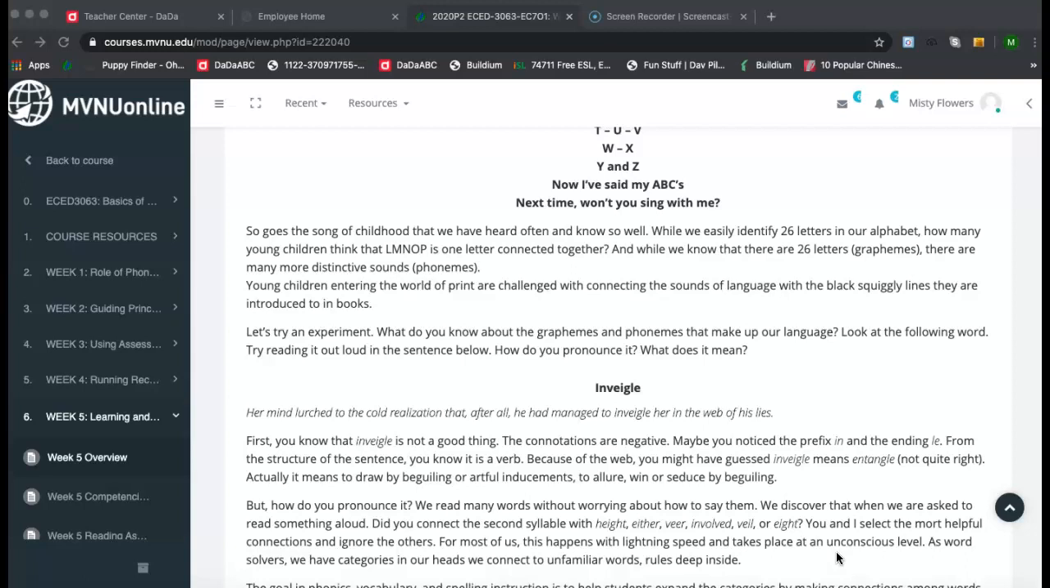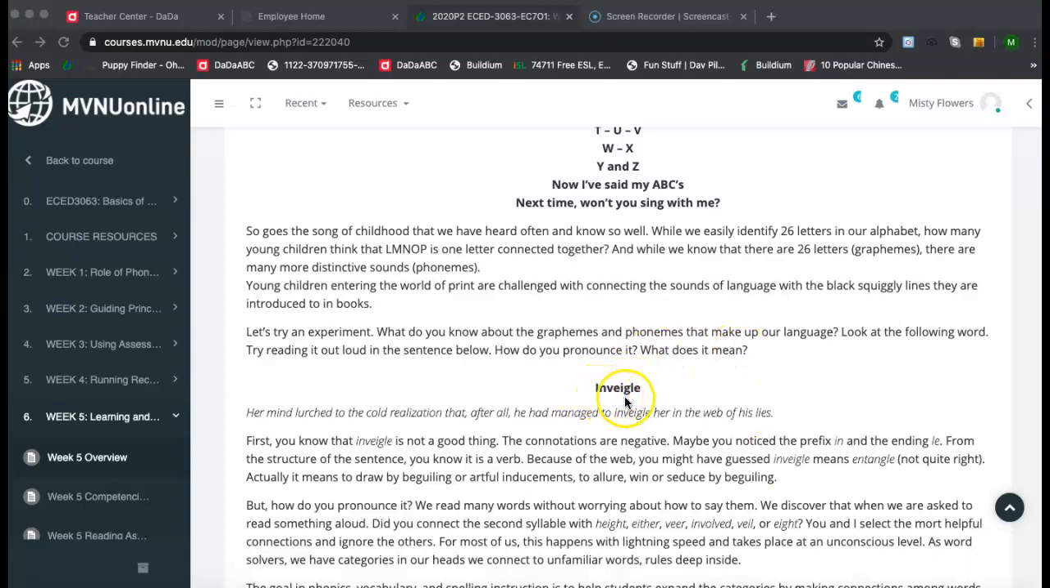Think about the second syllable and think about these words: height, either, veer, involved, veiling, or eight. We select the most helpful connections and ignore the others. We do this unconsciously. That's what we want children to do.